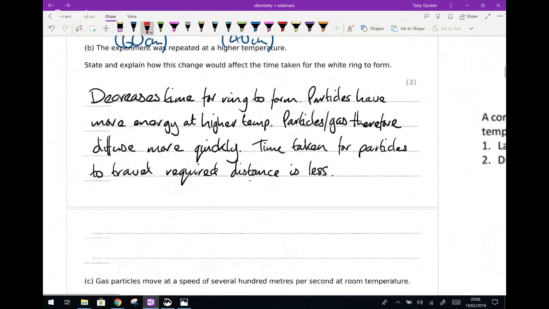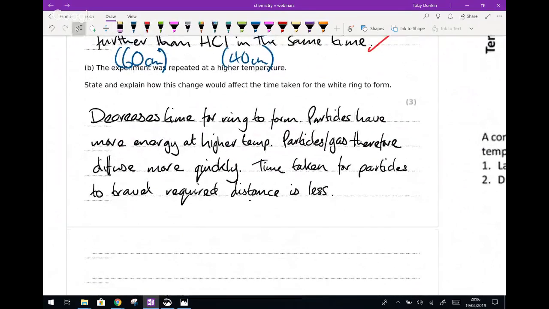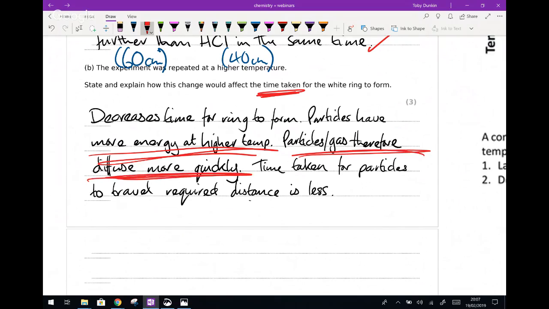Next. The experiment was repeated at a higher temperature. Explain how the change would affect the time taken for the ring to form. Number one, the position of the ring will be, I lost loads of marks for not using quotes in literature. In chemistry, if you see numbers, you must quote them. So it would not change the position of the smoke. It will form in exactly the same place. However, it will decrease the time. Do not say increases the rate. No. They've asked you about the time. The time will decrease. The particles have more energy. The particles, therefore, will be moving more rapidly. Therefore, the particles will move more quickly. The time taken for the particles to travel the required distance is less.